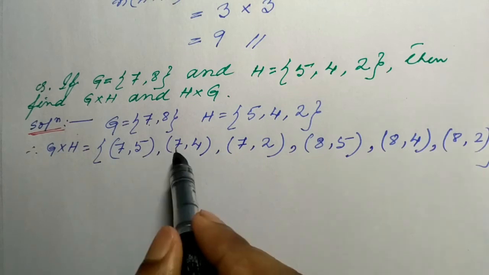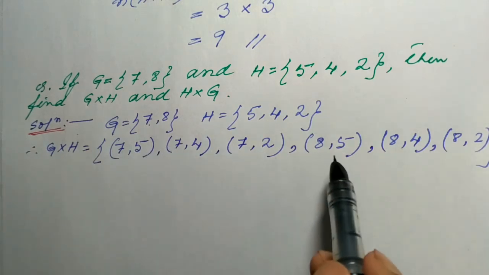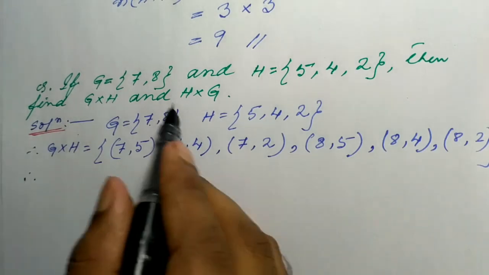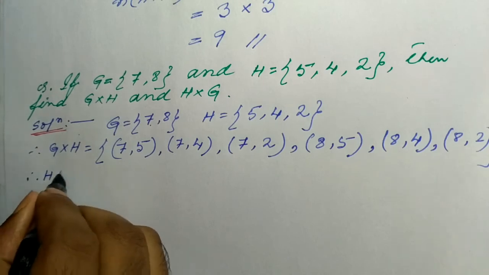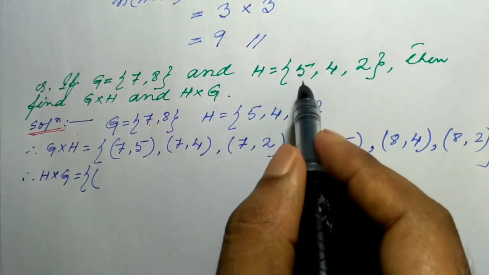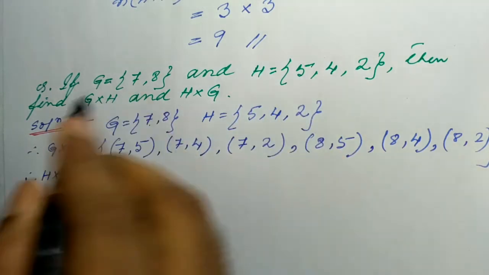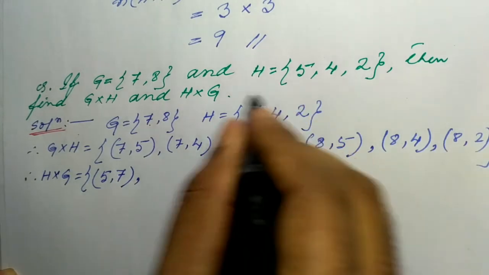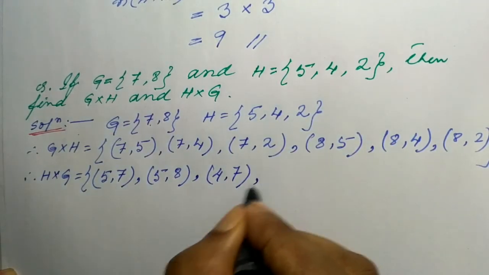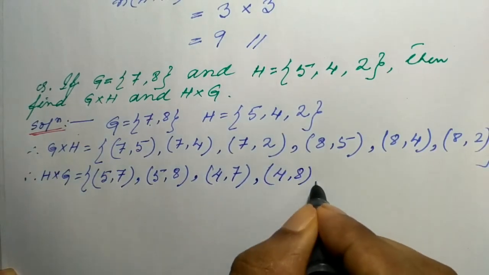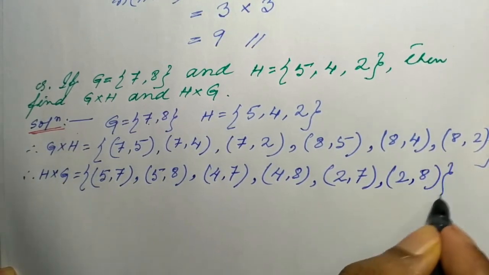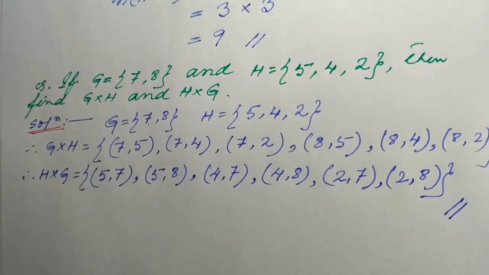Here in each ordered pair, the first element will be from Z, and the second element will be from H. Similarly, we also have to find H × Z. Here the first element will be from H. Therefore our solution will be (5, 7), next (5, 8), next (4, 7), next (4, 8), and then (2, 7) and (2, 8). This will be our solution.